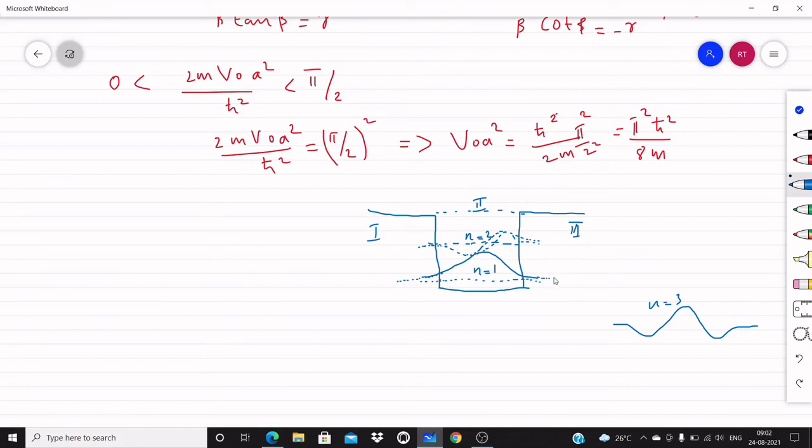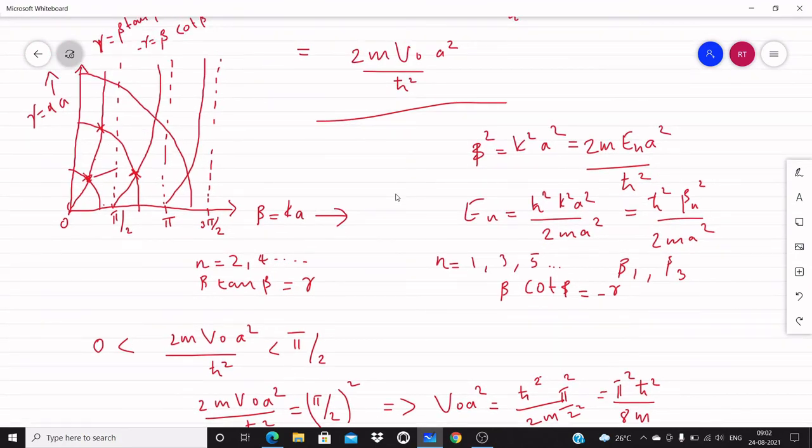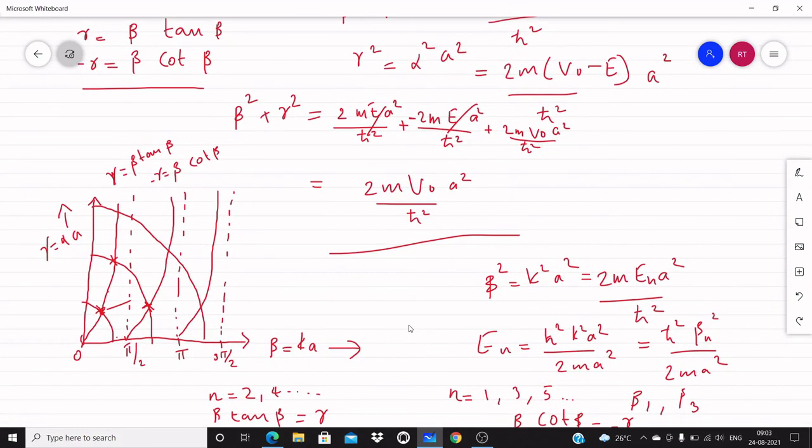Okay, this is how we analyze the case of energy less than V0, and this is how we obtain the values of a wave function and the energy values from the plot of beta tan beta is equal to gamma and beta cot beta is equal to minus gamma. So we have obtained the possible energy eigenvalues as well. I hope you understood.